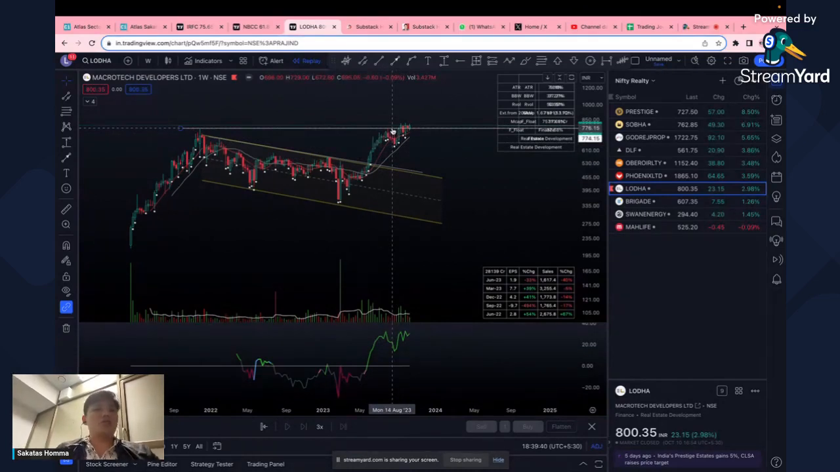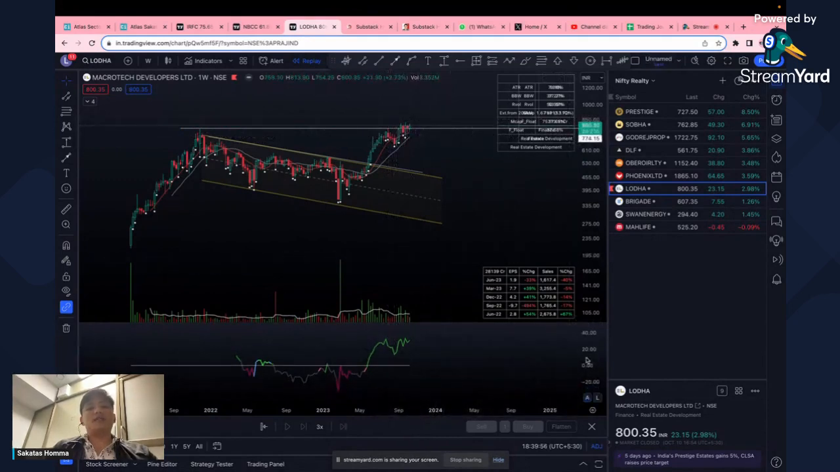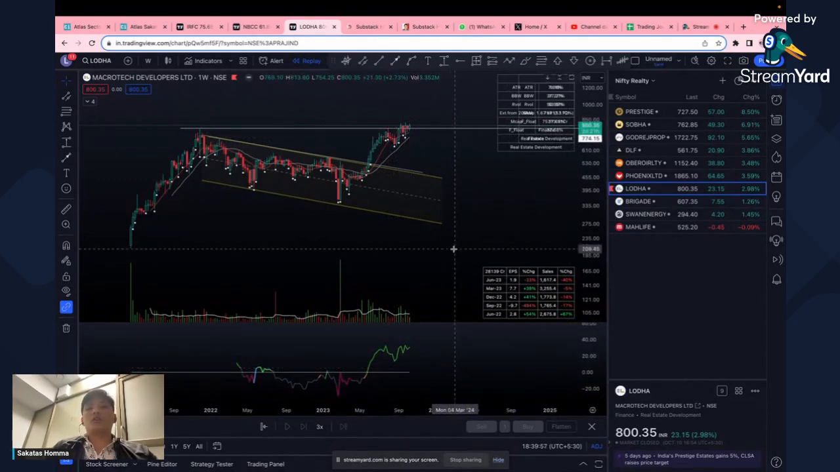This doesn't happen just in Lodha or whatever I've shown. This is a tendency which will happen in almost every stock. And after this small pullback, there is a very nice tight action right now, and this is also a leader.